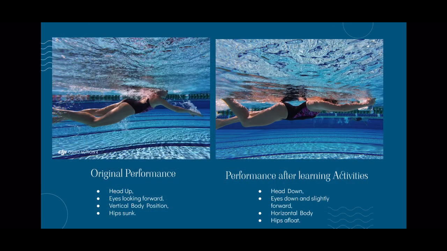To support this, the below photos show the body alignment and head position before completing the learning activities and after. As you can see, the original performance individual possesses heads up, eyes looking forward, a vertical body position and hips sunk. To then the performance after the learning activities, the individual now has their head down, eyes down and slightly forward, a horizontal body and hips afloat. This shows that the activities have improved the individual's performance.